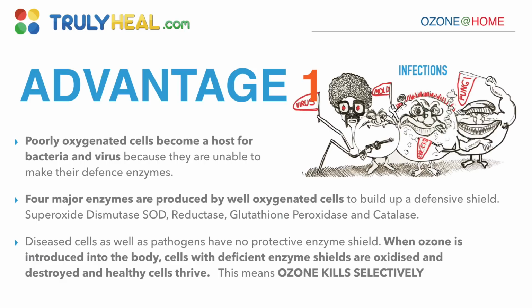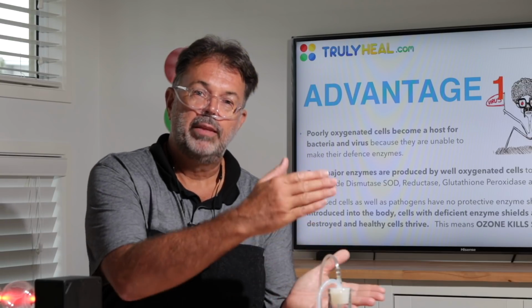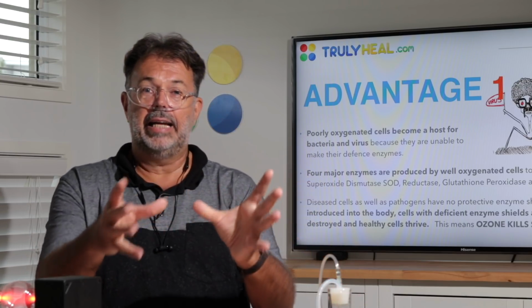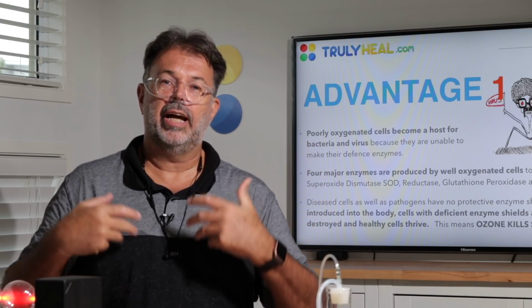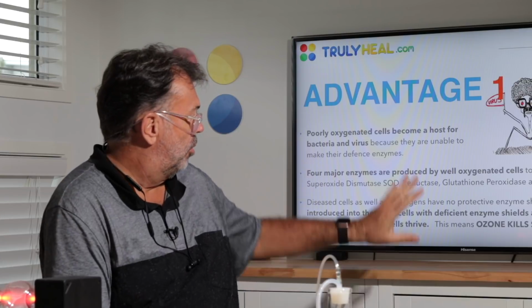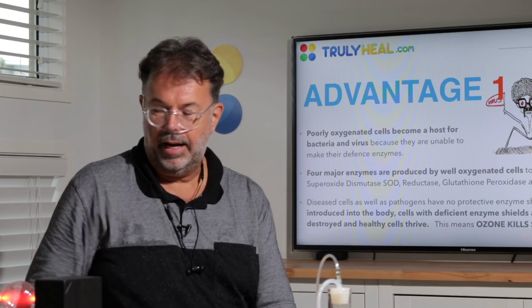You also have diseased cells as well as pathogenic cells that have no protective enzyme shield. So when ozone is introduced into the body, cells with deficient enzyme shields are oxidized and destroyed, and healthy cells thrive. So it's a quite selective treatment in killing off unhealthy cells, and healthy cells get mega energy and they thrive. So very, very important, very selective treatment.